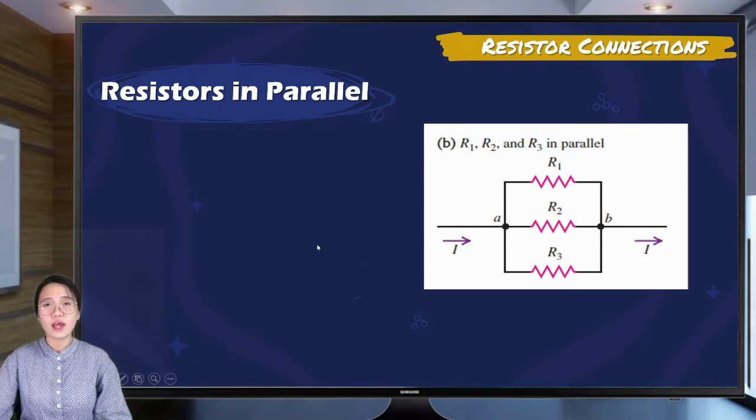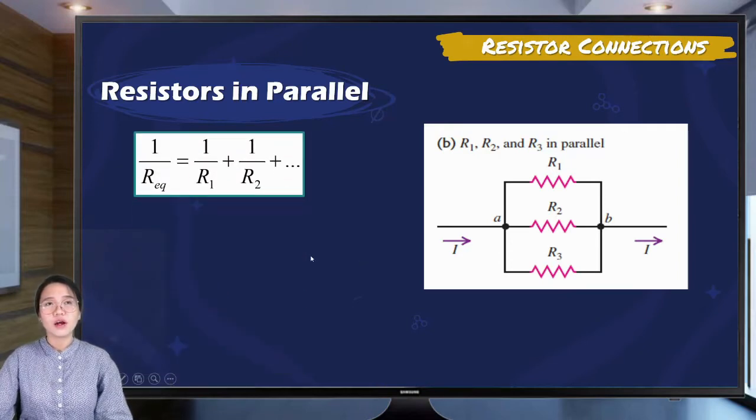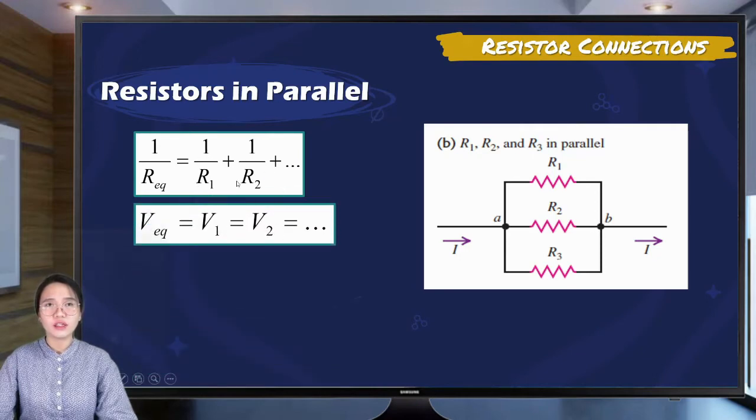Okay, so what we have is the equation 1 over Req is equal to 1 over R1 plus 1 over R2 and so on. Okay? But then your answer here must be divided to 1. Whatever you get as the answer from this equation, you divide it to 1. Okay, later I will show that when we solve the example.